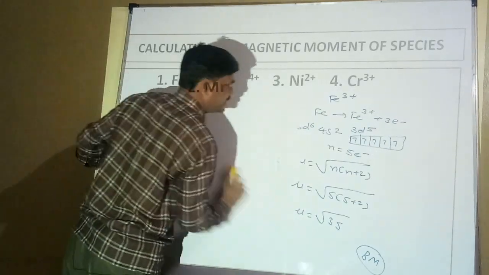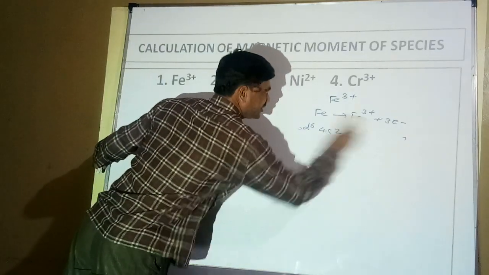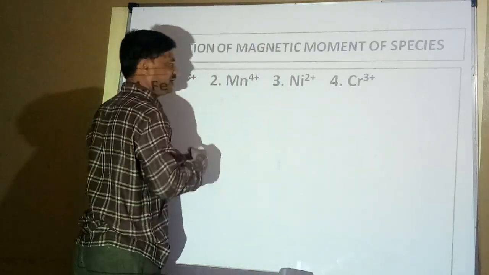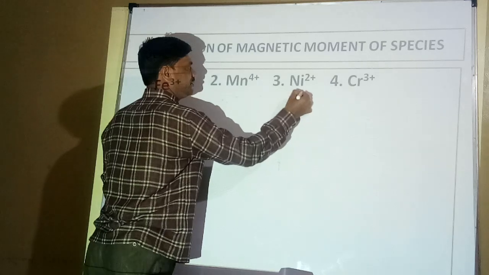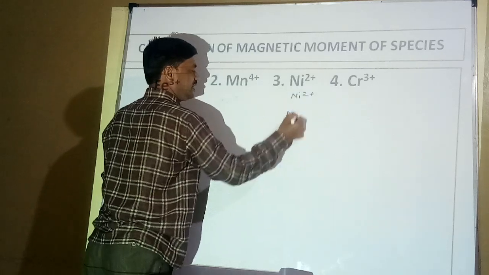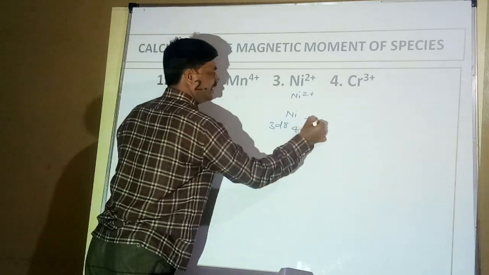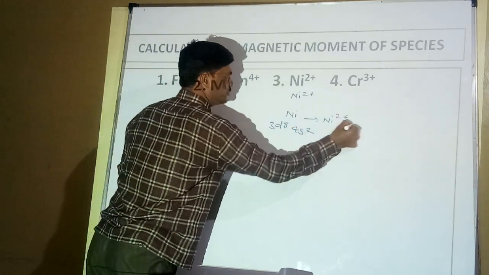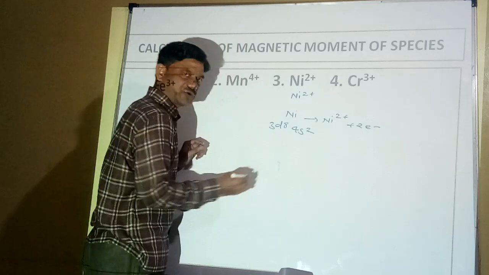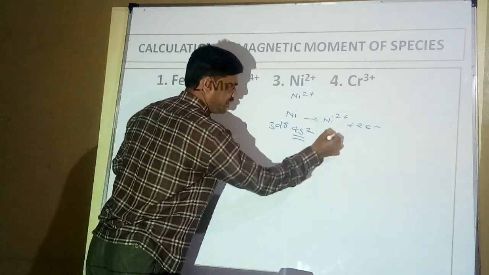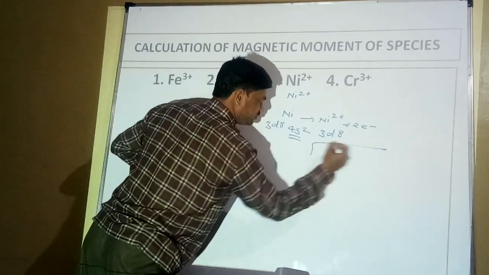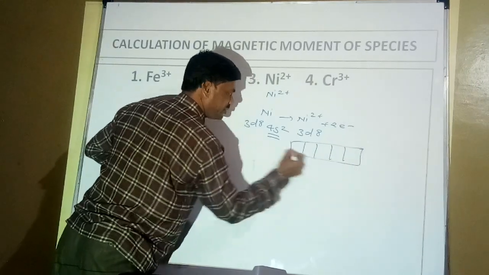Then if we are dealing with the remaining two species, which ones? Nickel plus 2 and chromium plus 3. Can you tell me, for nickel plus 2, what can we write? This is the nickel atom having configuration Ar 18, 4s2, 3d8. What is the charge given? Plus 2. So there should be loss of 2 electrons, from which one? 4s. So what remains here? 3d8.